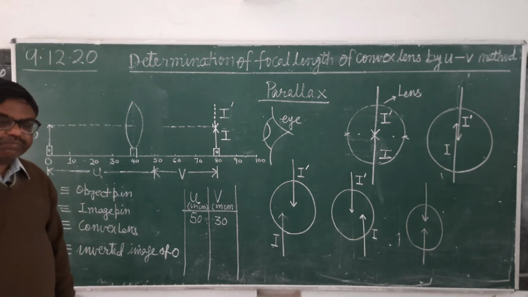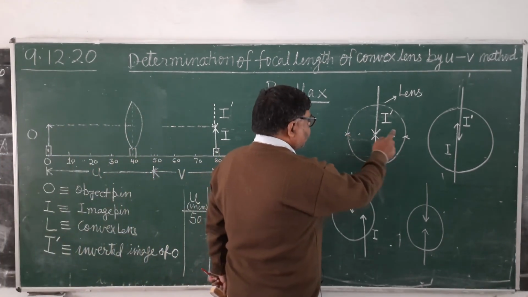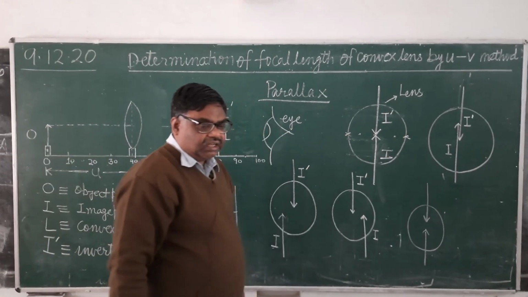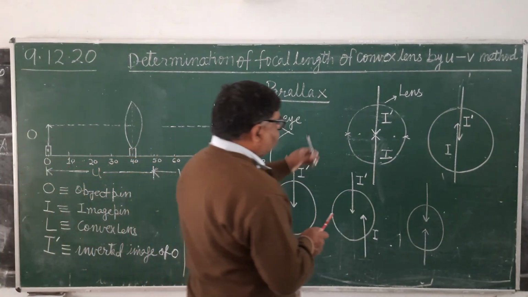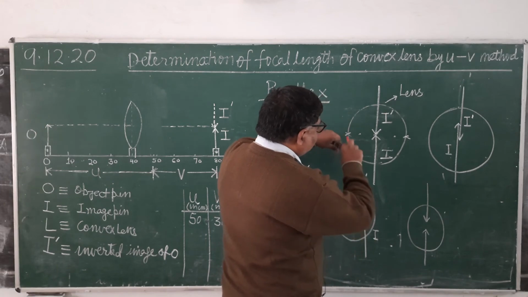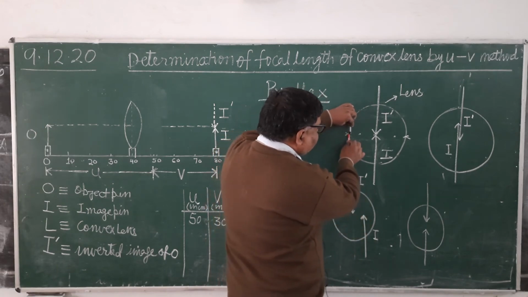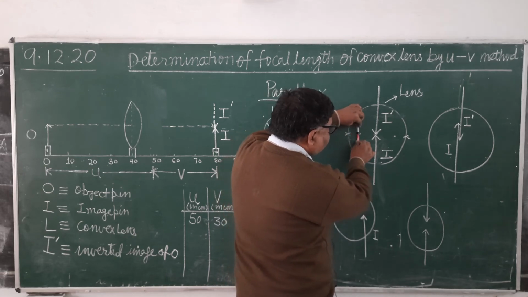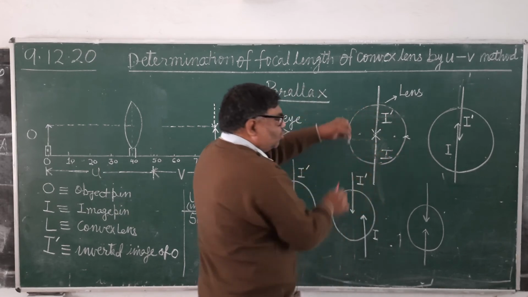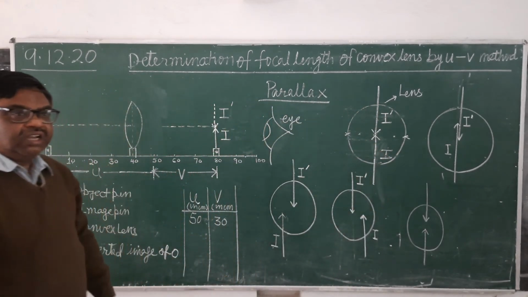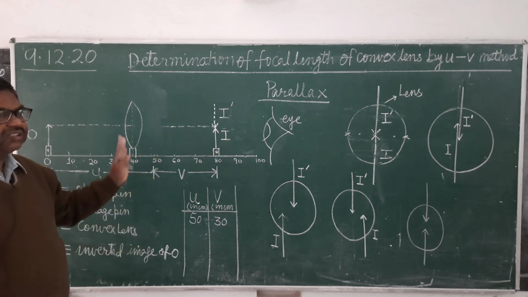Removing the parallax means when you are observing from one end of the lens to the other end of the lens, anywhere on the lens, the tips of this I dash and I should travel together. There should be no separation. It's clear? When this is achieved, it means the parallax has been removed.